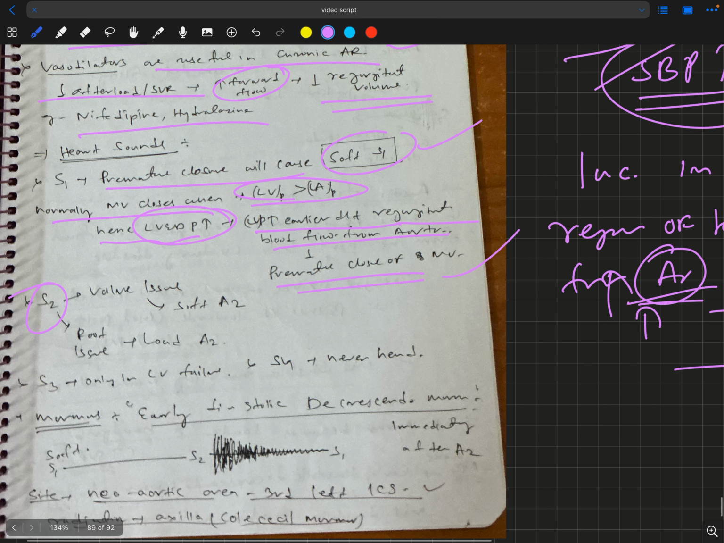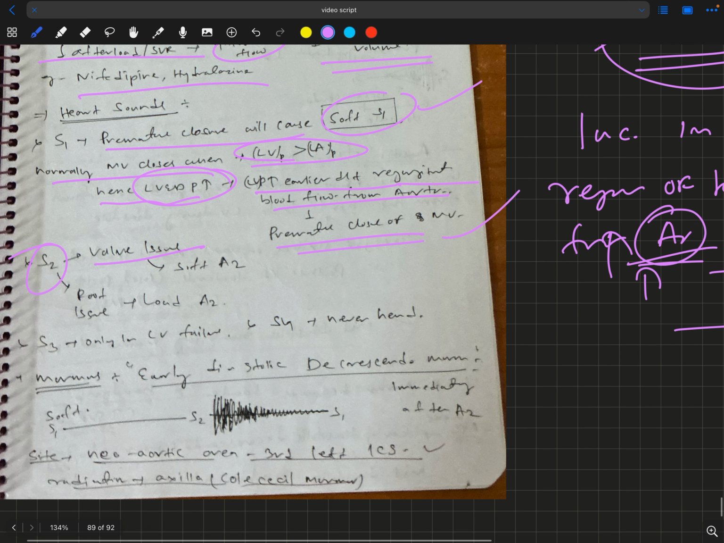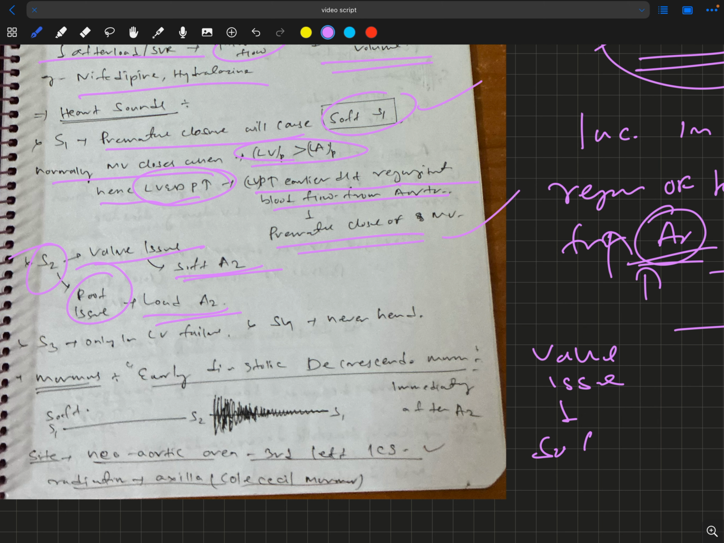So what happens to S2? If it is a valve issue, then there will be soft A2. If it is a root issue, then there is loud A2. So valve issue, soft A2; root issue, loud A2.